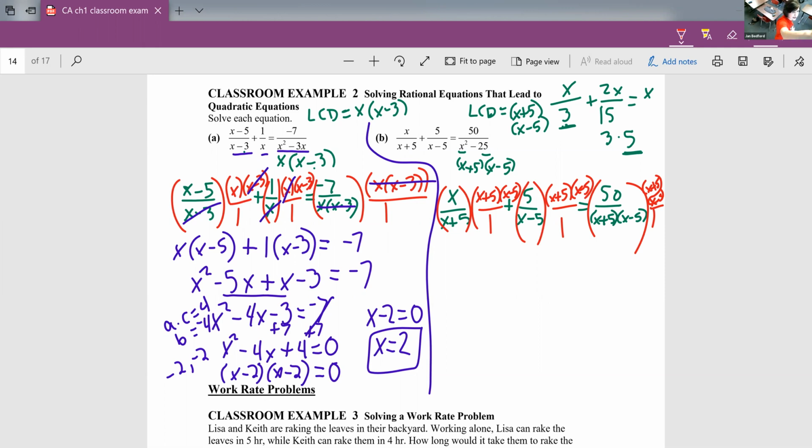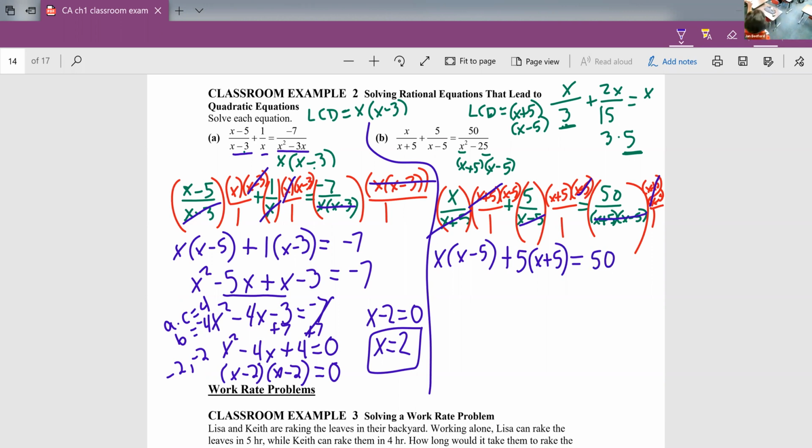So when I go through to clean up, tell me what I can reduce or cancel. What happens in this first fraction? X plus 5s are gone. And that left me with x times x minus 5 in parentheses. Plus, what can I cancel in the next term? The x minus 5s, and that left me with 5 times x plus 5 equals, what happens on this last one? Yeah, the entire LCD cancels out with the entire denominator, and I just have 50.